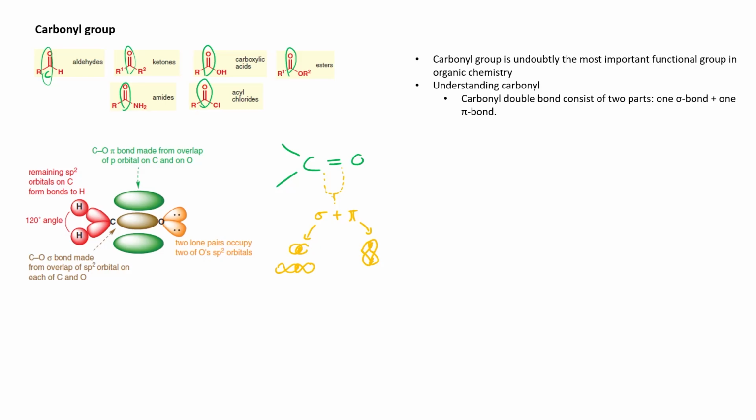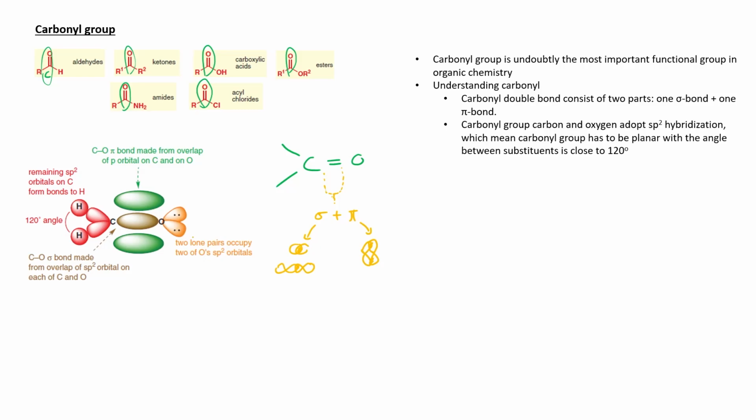So the carbonyl double bond has this. You can see this is sigma, and the top one, the green one here, is basically the pi. You have top and bottom. Okay, so the carbonyl group adopts sp2. So basically this carbon here is sp2. sp2, sp3 is basically just the hybridization of the carbon which dictates the structure. For sp2 the structure will be planar.